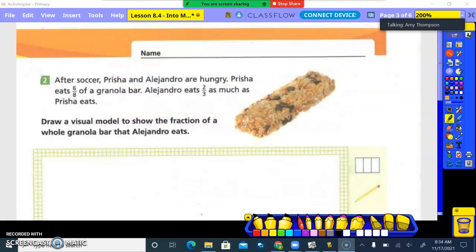Number 2. After soccer, Prisha and Alejandro are hungry. Prisha eats 6/8 of a granola bar. Alejandro eats 2/3 as much as Prisha. Draw a visual model to show the fraction of the whole granola bar that Alejandro eats. So 6/8, right, for Prisha. Alejandro, 2/3. Okay, so who do we need to draw first?